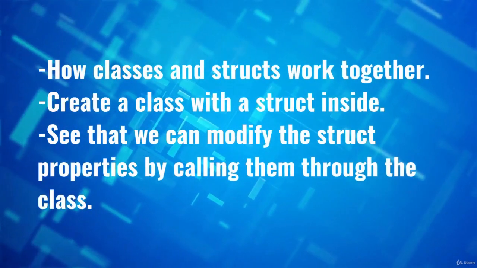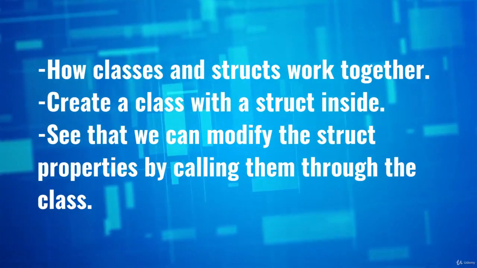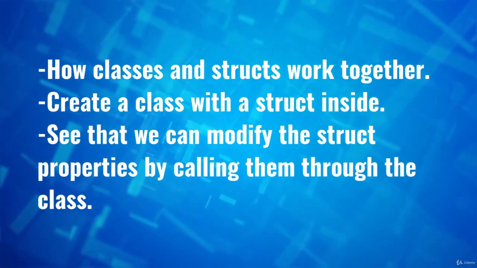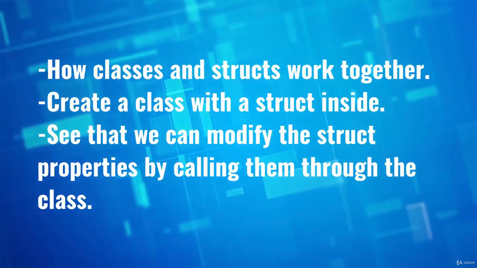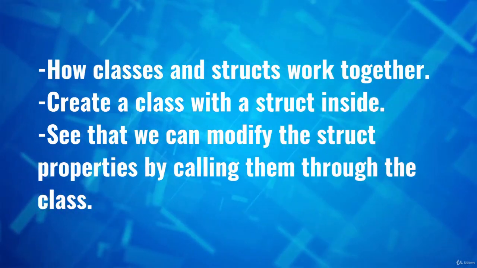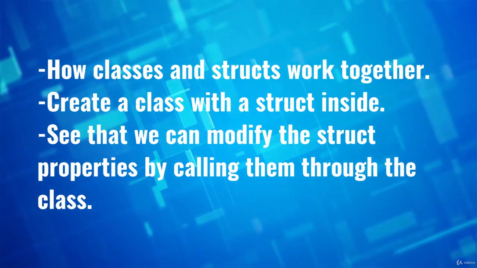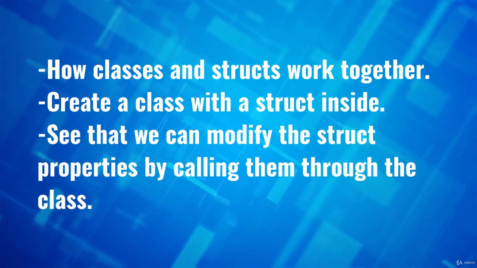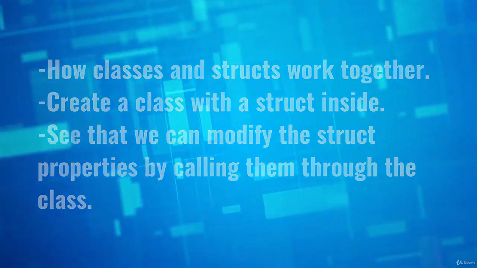Okay, so in this part we're going to see how classes and structs work together because they really do go very well together. So we're going to create a class with a struct inside of it as kind of one of the variable properties. And we're going to see that we can modify the struct properties by calling them through the class. So we're going to create this class, create a new instance, and then we'll be able to actually modify the struct properties by calling the structure itself and the properties through the variable that's going to be our new class. It'll become a little clearer as our video goes on.